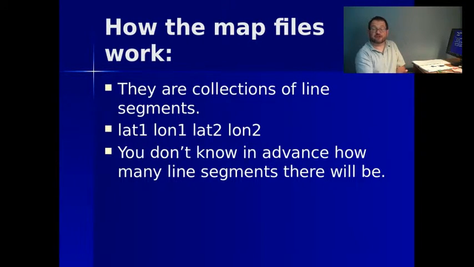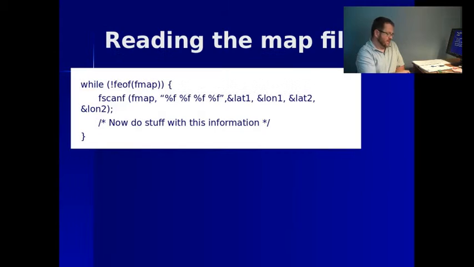while not end of file trick again, where we're going to read in line segment after line segment using fscanf. So we're going to have something that looks like this. You're going to have a block in your code someplace where you've opened up a file, I'll call it fmap, and you're going to have said while not end of file fmap. If we're not yet to the end of this database, we're going to scan in from fmap 1, 2, 3, 4 into floating point numbers. I'm calling them latitude 1, longitude 1, lat 2, and long 2, but whatever. And we're going to do something with that information.